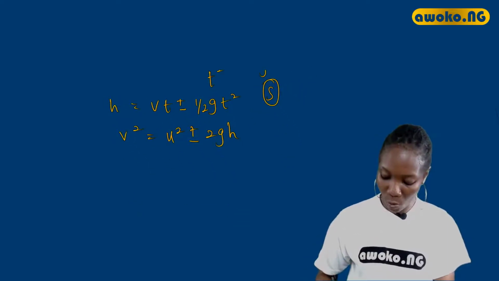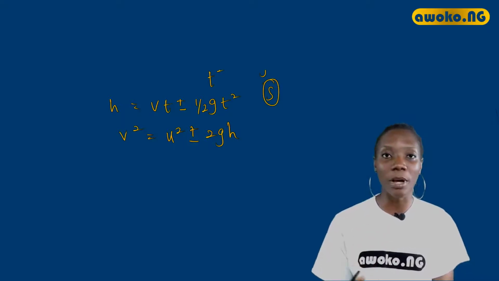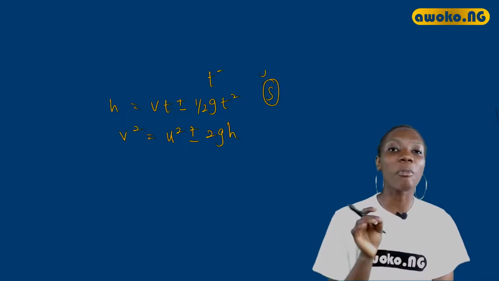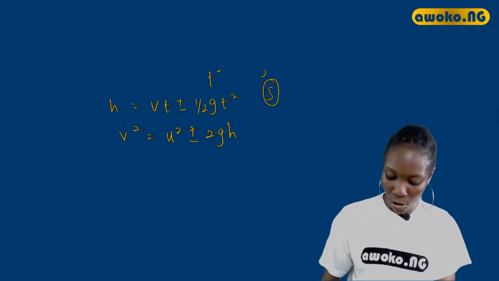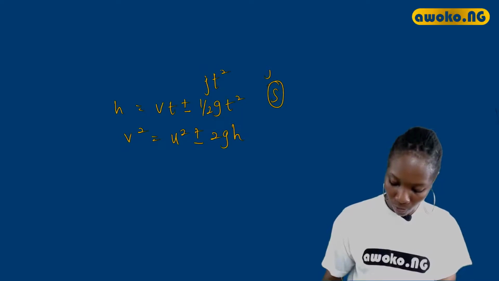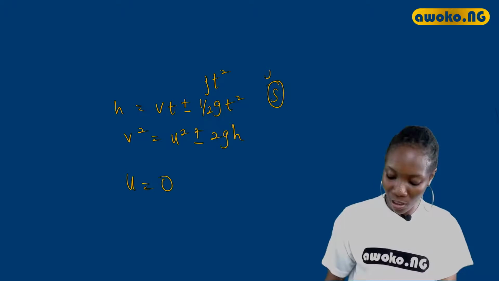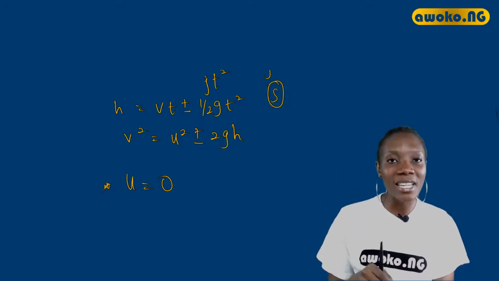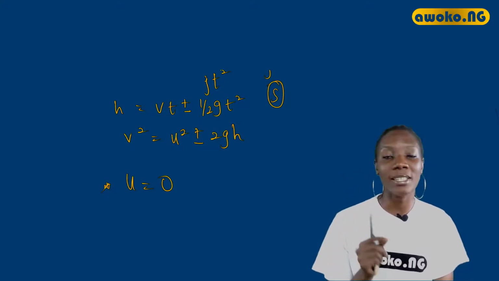So the first one that we're going to see, take note of this, you can jot this down now. If a problem states that a body started from rest, then its initial velocity, u, is always 0. This is for case 1. And the time t at this moment will always be 0 unless otherwise stated.